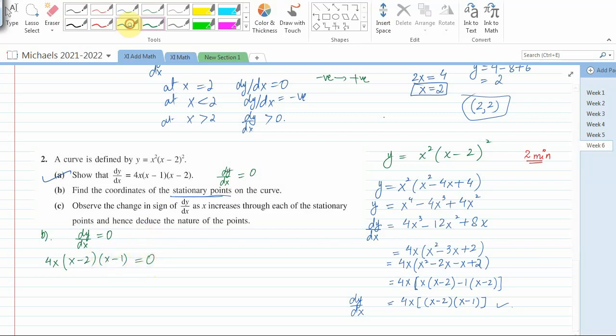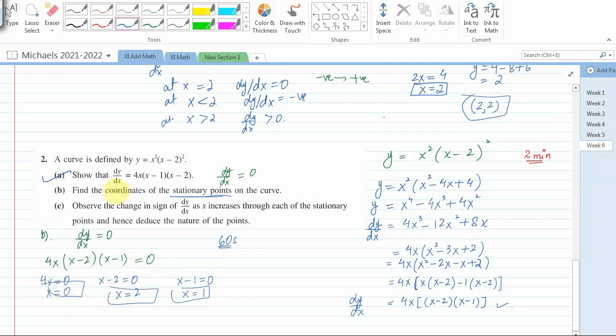Now you need to solve it. If you multiply all those brackets out and make your equation, then it's a wrong approach for this part. Since all those three factors are multiplying and they equal 0, you need to equate each to 0 separately. I will say that 4x equals 0, x minus 2 equals 0, x minus 1 equals 0. So x equals 0, x equals 2 and x equals 1. These are the values of x.